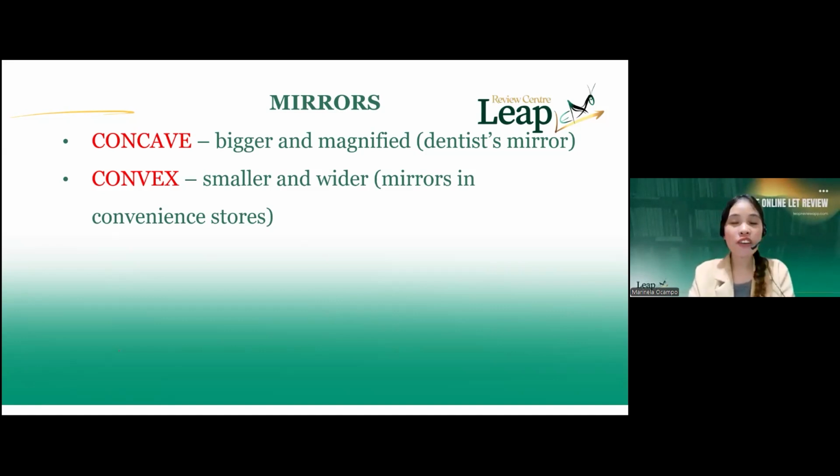Next, for concave naman, it is to generate bigger and magnified images. Like for example, the dentist mirror, so that they will be able to have a zoomed-in picture of the tooth that they will extract from you.